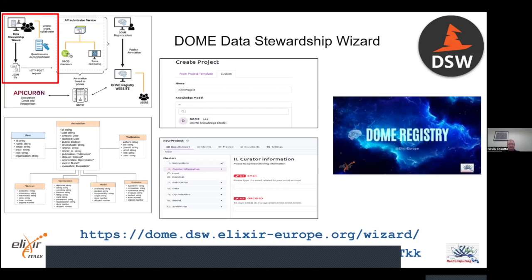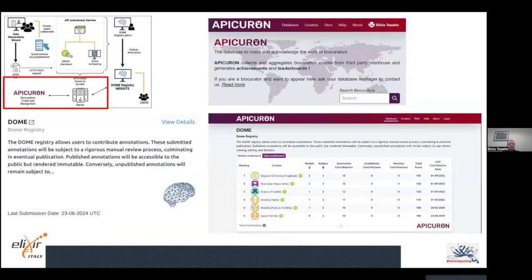This is the input of the data, and then the one element we have in order to try to have more people contributing this type of annotations, we do leverage the Epicuron platform. So whoever creates and annotates the entries for the DOME registry can get recognized via Epicuron as a contributor to the registry itself. So Epicuron works in a way that it provides a general purpose credit and recognition framework.